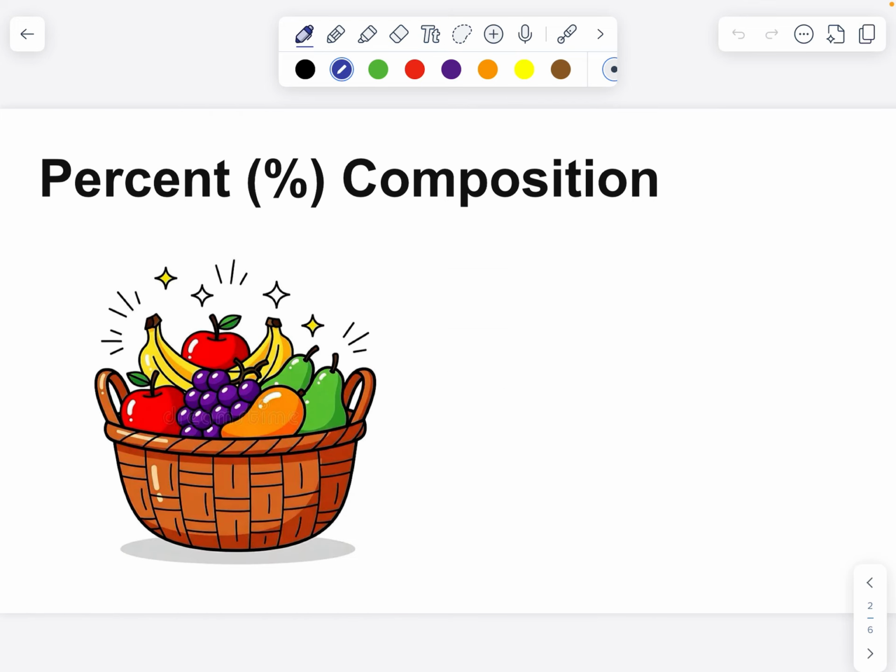So the example we used in class was a fruit basket, and we talked about how we can find the percent composition by taking whatever it is we're looking for, so I'll use that as a question mark, over the total. And then because we're talking about percent, we always want to multiply that by 100, and that will give us our percent.